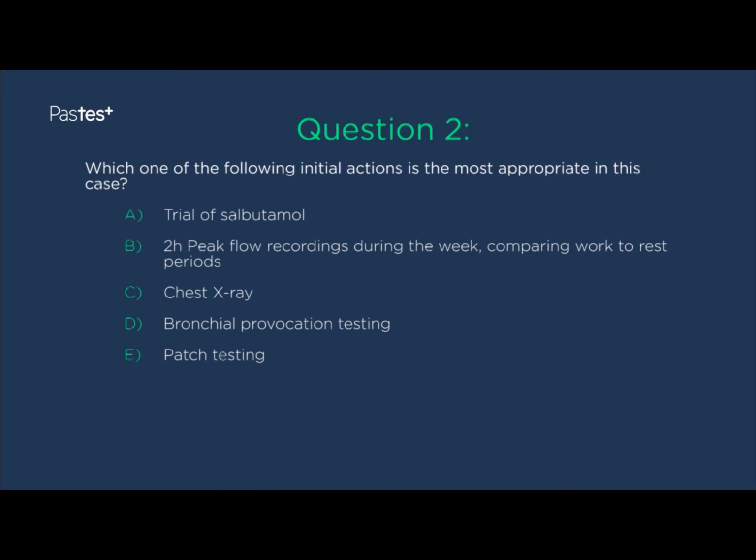So the question is, which one of the following initial actions is the most appropriate in this case? Look at the 5 options, spend some time thinking about them, and then we shall discuss the correct answer.